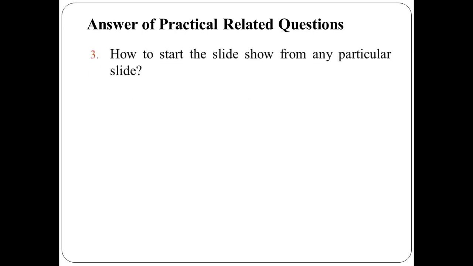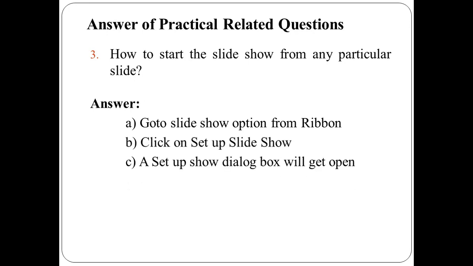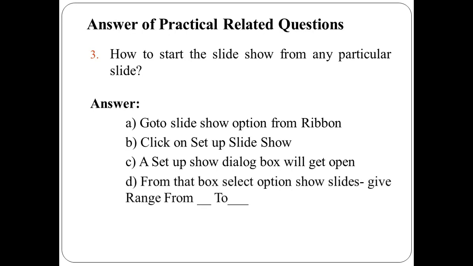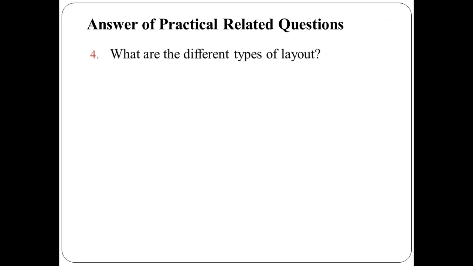The third question is how to start the slideshow from any particular slide. So to do this, go to the slideshow option from the ribbon, click on setup slideshow. A setup show dialog box will open. From that box, select the option show slides, give a range from slide number to the next slide number where you want to display the slides.